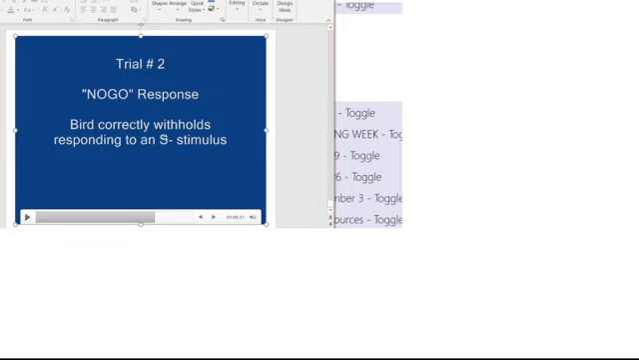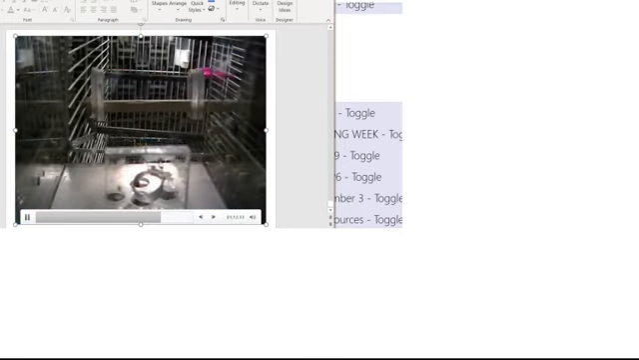Next, we have a correct response to a no-go. So they would hear their male call. And so they sit, they hear it, and they choose to go somewhere else. They don't go into the feeder, so they just don't do anything, and that's the correct response. And so you'll see it again. He'll settle eventually on the perch. He's going to listen, and then he just goes and hangs out elsewhere.